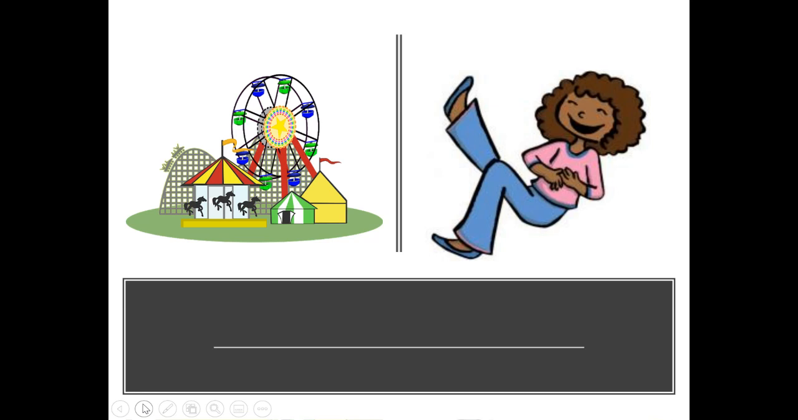Well, in the first picture, I notice a carnival or a fair, which is a fun place to be. And in the second picture, it looks like someone is laughing. So how are these pictures the same or similar? They both? Well, they both show amusement, like an amusement park.